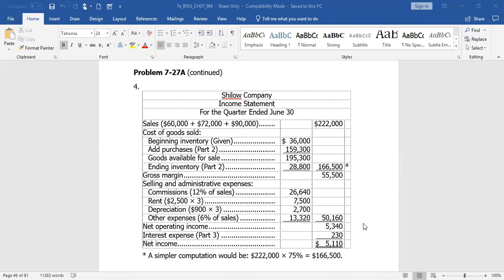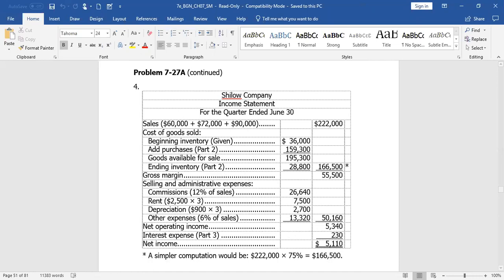Subtract that from gross margin. That is your operating income. Now subtract your interest expense that we calculated above, $230. Budgeted net income, $5,110. And the little asterisk says, remember, cost of goods sold is 75% of sales. So you could have just taken a shortcut there if you just wanted to quickly get your cost of goods sold amount.